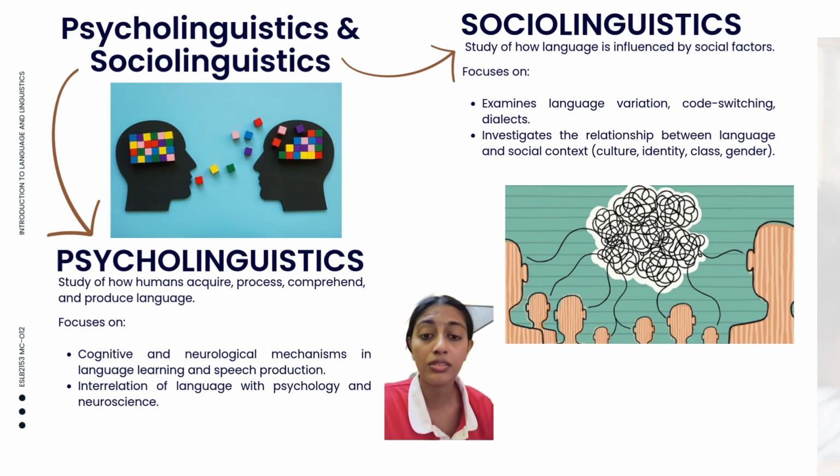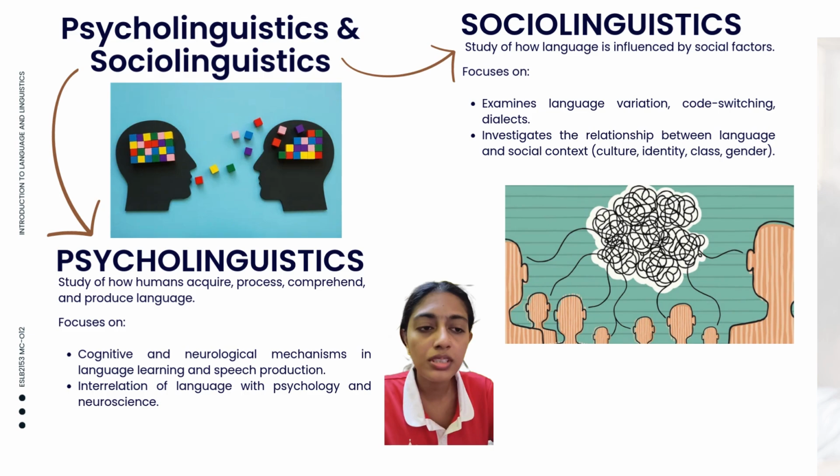Psycholinguistics is the study of how humans acquire, process, comprehend and also produce language. It explores the cognitive and neurological mechanisms involved in language learning, memory and speech production. The field combines insight from linguistics, psychology and neuroscience to understand how individuals develop linguistic abilities and also interpret meaning and use language in communication.